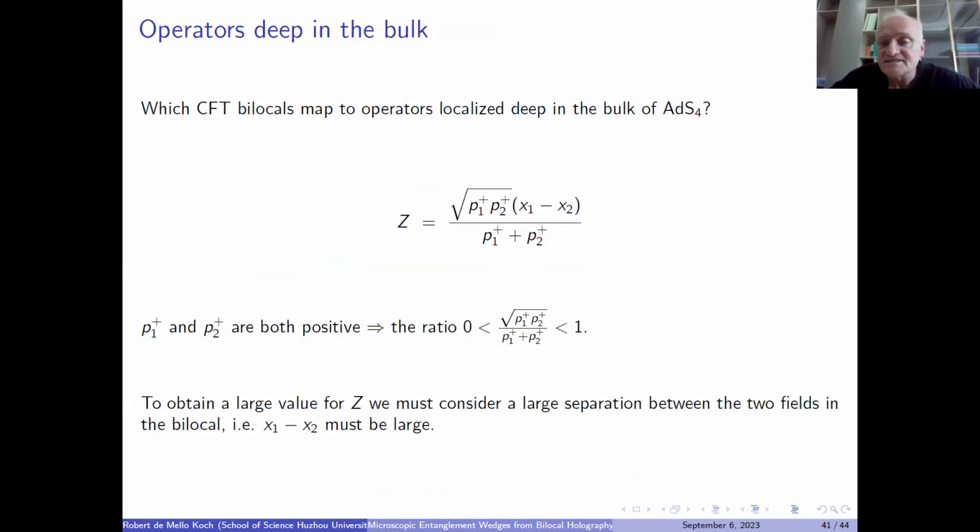Okay. Now let's ask ourselves, what would an operator that's deep in the bulk of AdS4 correspond to in the CFT? Well, if we want an operator deep in the bulk, we need to have a large value for z. Since this prefactor always lies between 0 and 1, operators that are located deep inside the bulk are necessarily bilocals where the two fields in the bilocal are well separated. So x1 minus x2 must be large. And that's the only way that you can get a field deep in the bulk. So now we know what the fields deep in the bulk are, and we know where the single trace primary operators live.